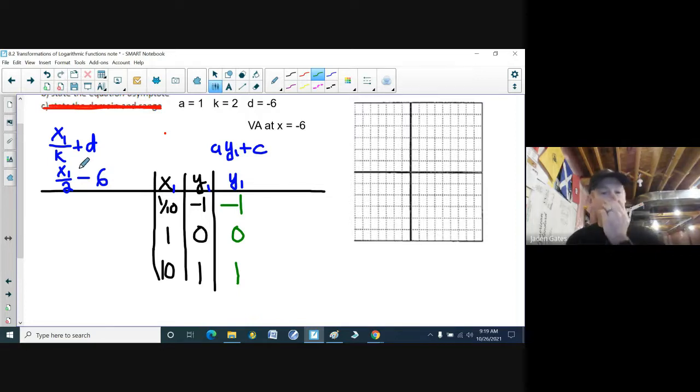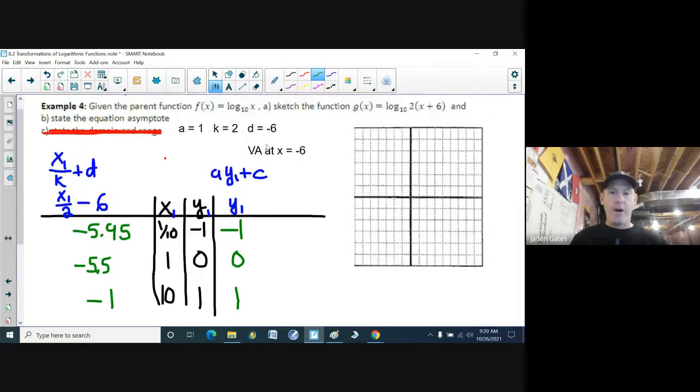So let's see here. I'll start at the bottom again, whole numbers. So 10 divided by 2 is 5 minus 6. That's a -1. 1 divided by 2 is a half minus 6. Minus 5.5. And then I get my calculator for this one. 1/10, which is 0.1, divided by 2. Whoops. 0.1 divided by 2. It's 0.05 minus 6. I get minus 5.95.